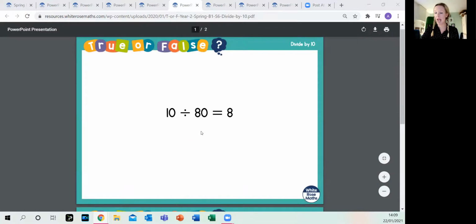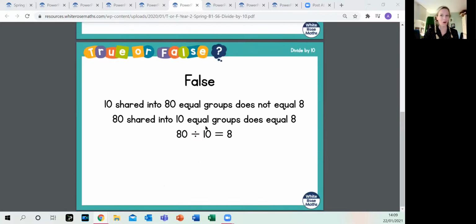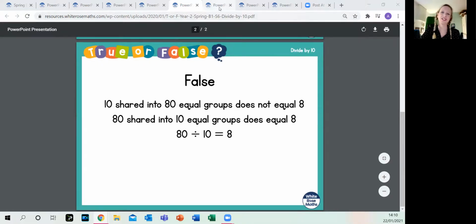Question 5. If we had 10 objects and you divided 10 by 80, so you put 10 objects into 80 groups, would that equal 8? False. 10 shared into 80 equal groups does not equal 8. 80 shared into 10 equal groups, so if you switch those numbers round, then that does equal 8. So the numbers were the wrong way around at the time. So well done if you realised that didn't make sense for us. Well done.